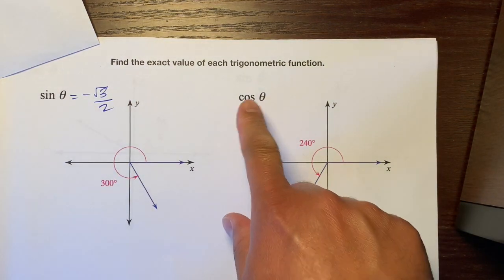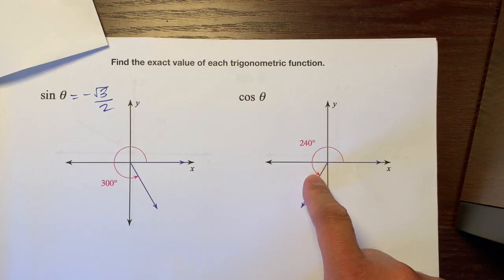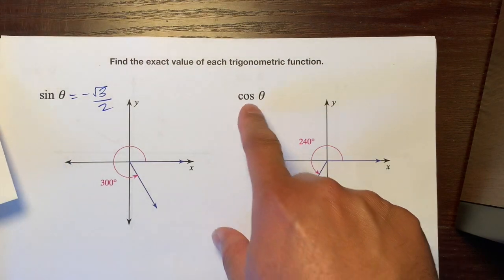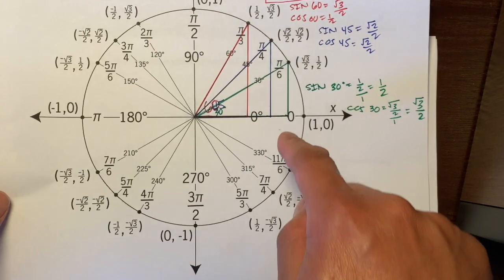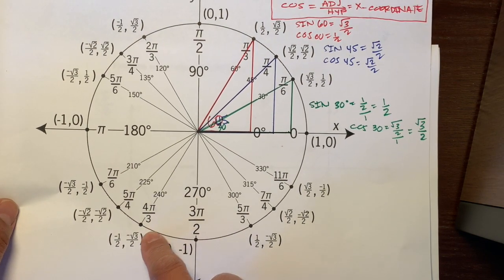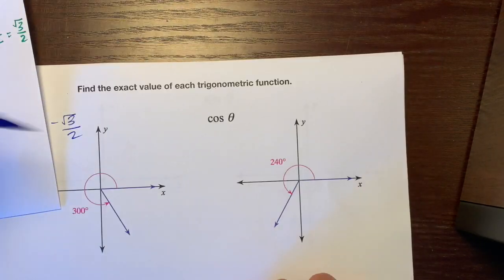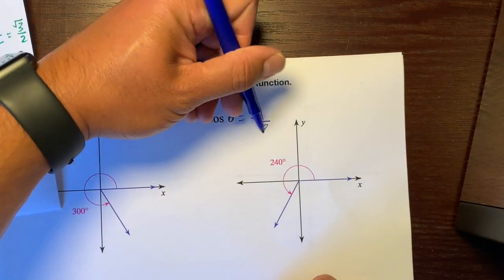And let's look at this one, cosine of 240 degrees. Cosine, remember, is the x value. So let's go 240 degrees around, and that is the x value, which is negative 1/2. Yeah, that was pretty easy, huh?